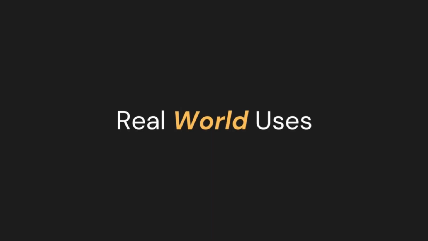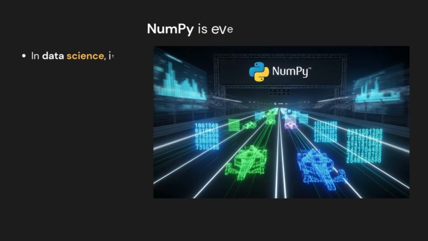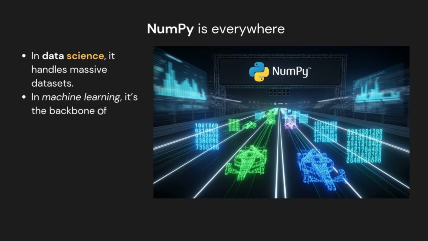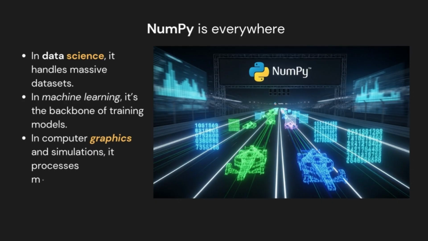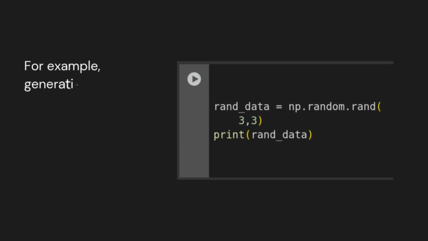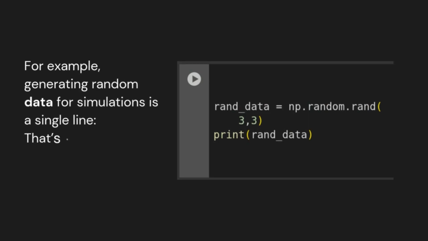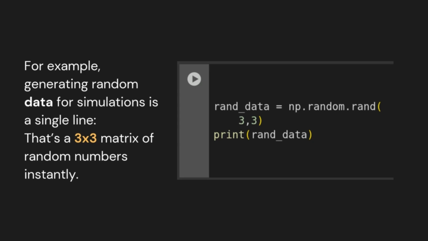Real-world uses. NumPy is everywhere. In data science, it handles massive data sets. In machine learning, it's the backbone of training models. In computer graphics and simulations, it processes multi-dimensional arrays at incredible speeds. For example, generating random data for simulations is a single line. That's a 3x3 matrix of random numbers instantly.